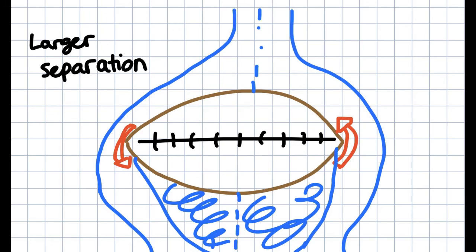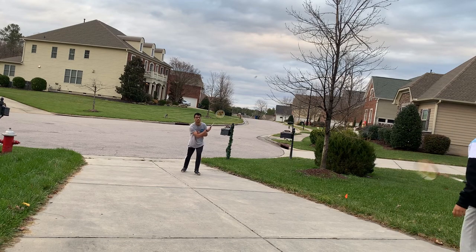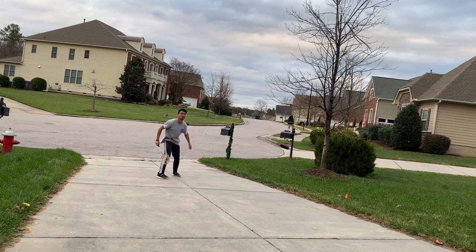Also noted, drag coefficients of the shuttlecocks have been experimentally determined to be nearly constant and not change with Reynolds number, for Reynolds numbers from 13,000 to 200,000, as mentioned before in the drag section of the video. This is consistent with trends seen for spears and other bluff objects that experience vortex shedding.